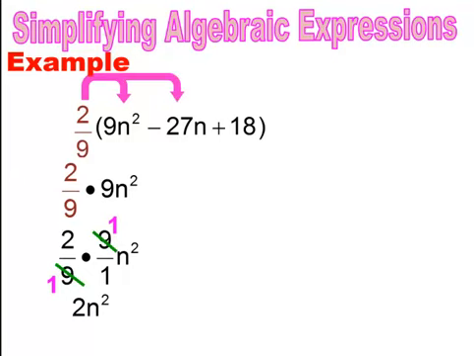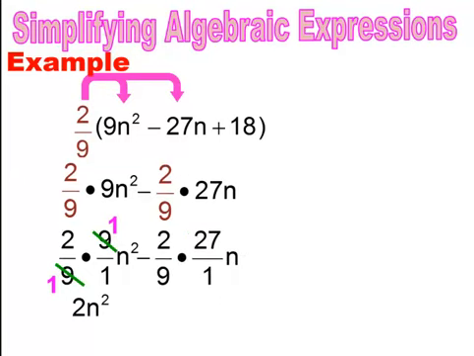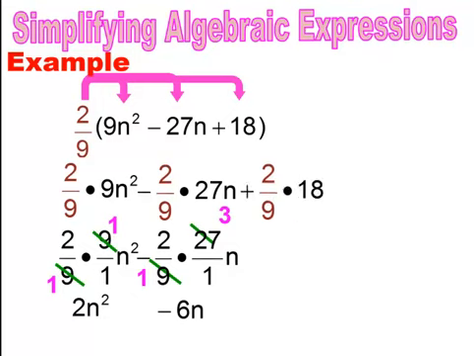I'm going to do it to the next piece. I'm going to end up having minus 2/9 times 27n. I'm going to put that 27 over 1. I'm going to simplify, and then I'm going to multiply, and I'm going to end up getting a minus 6n. I do it to the last part, so I end up getting plus 2/9 times 18. I put the 18 over 1. I simplify and I multiply and I end up getting a plus 4.